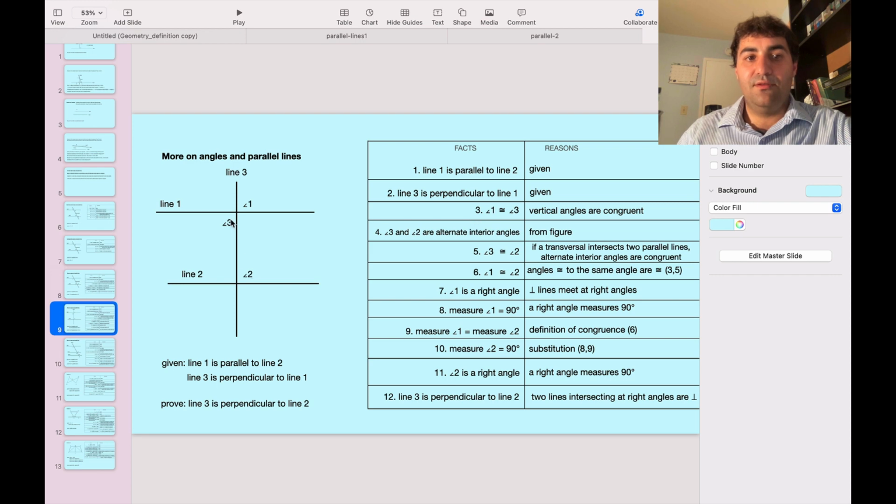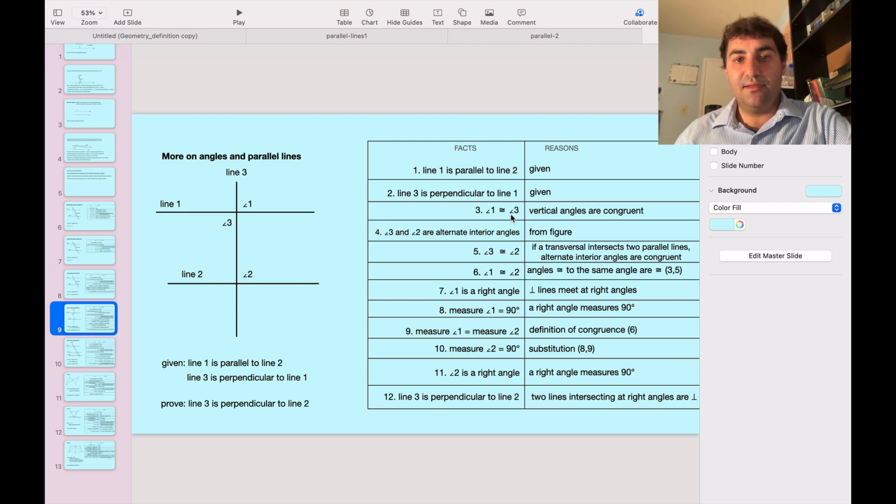And angle 2 and angle 3, I picked them to be alternate interior angles. Why? Because they're in the interior region between line 1 and line 2, and they're on opposite sides of the transversal. What's the transversal in this case? Line 3. So if line 1 is parallel to line 2, then angle 3 is going to be congruent to angle 2. Why? Because if a transversal intersects two parallel lines, alternate interior angles are congruent.